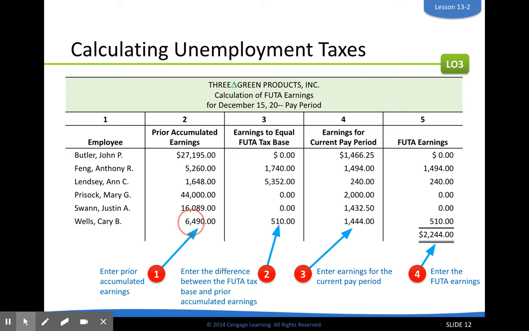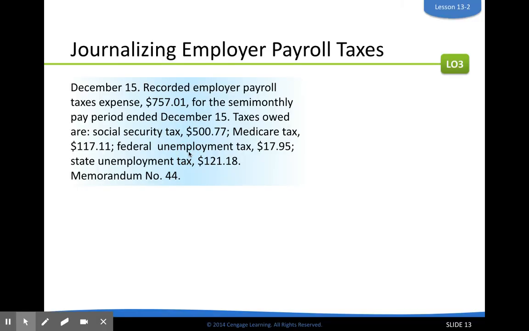The last employee here has made 6,490, so only $510 remaining to reach the 7,000. So the earnings for the current pay period is 1,444, but they only have to pay federal unemployment tax on that 510. So that is the federal unemployment tax earnings, 510. So you're taking the lesser of these two columns. And remember, this column is calculated by taking 7,000 minus accumulated earnings.